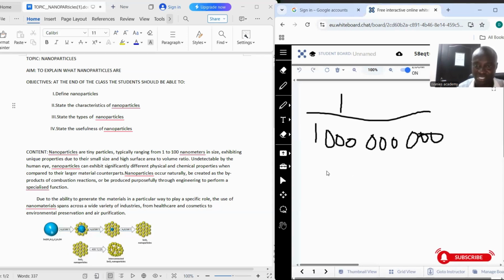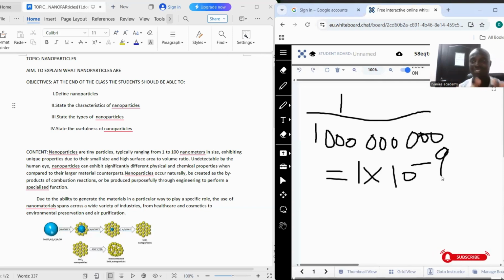If you put this in proper standard form, it is 1 times 10 raised to the power of minus 9. So that is what a nanometer is. 1 nanometer is 1 billionth, that means 1 out of a billion. That is how you can explain this mathematically: 1 billionth of a value. So that is extremely small in terms of measurement and size.